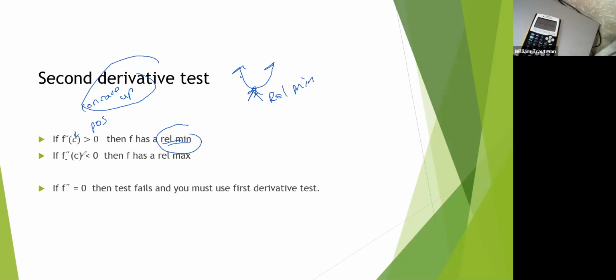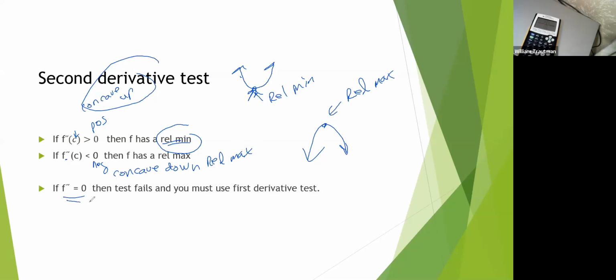When the second derivative is negative, we know it's concave down. And if you look here, this is concave down, but that point right there is a relative maximum. In that concavity, it has a relative maximum. And you've got to be careful about this one.